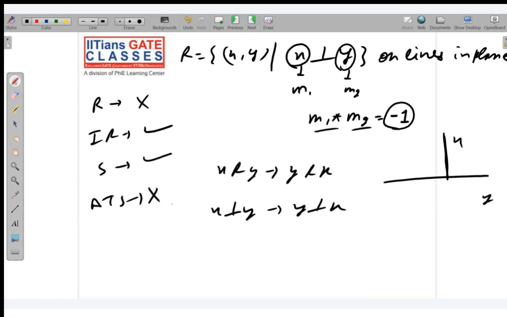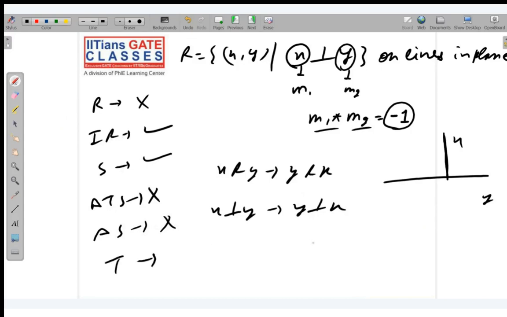What about antisymmetric? No. Because if x is related to y and y is related to x, that does not mean x is equal to y. They are not equal and they are perpendicular. Asymmetric is a cross, because irreflexive and antisymmetric both are needed for asymmetric.